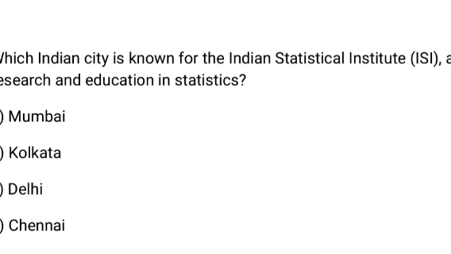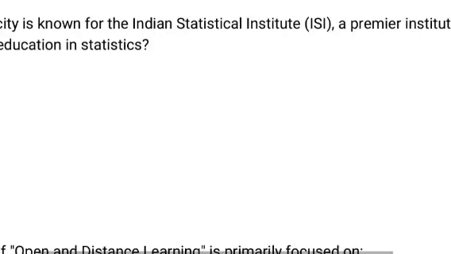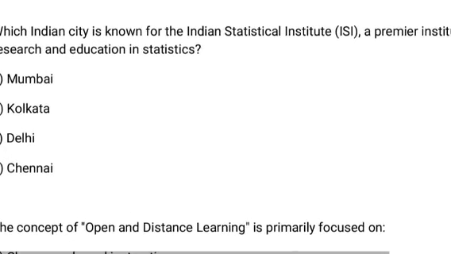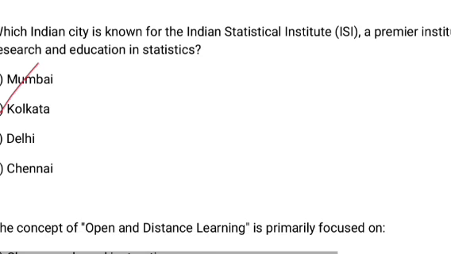Moving on. Which Indian city is known for the Indian Statistical Institute, in short ISI, a premier institution for research and education in statistics? Mumbai, Kolkata, Delhi, and Chennai. So the correct answer will be Kolkata, or in short West Bengal.